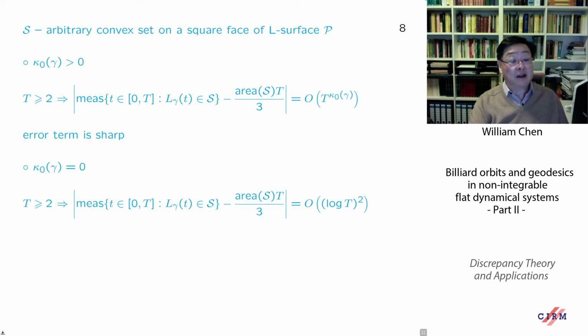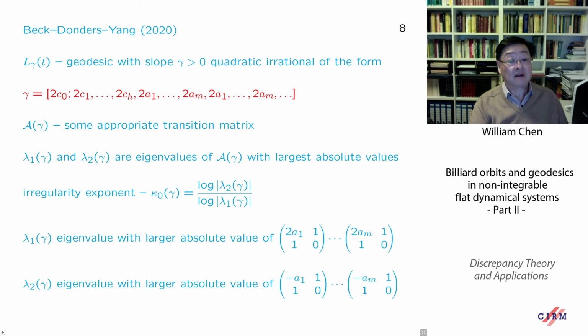On the other hand, if the irregularity exponent is equal to 0, then one gets even more. One gets what one might call super uniformity, because the error term is now logarithmic in size. Now, gamma, the slope, has every continued fraction digit being even.